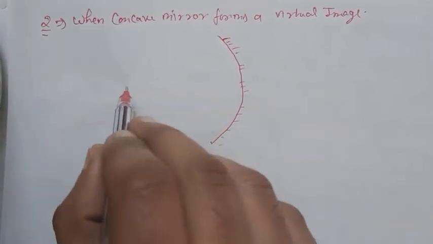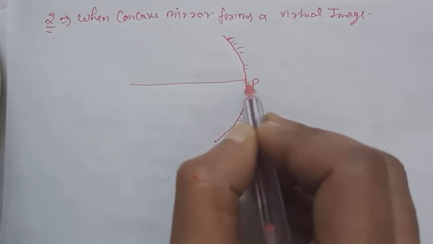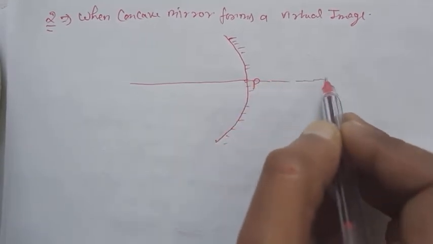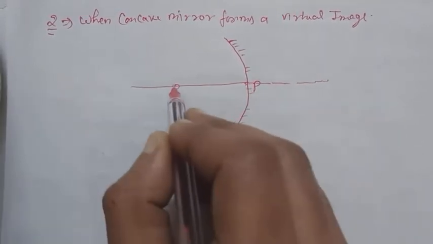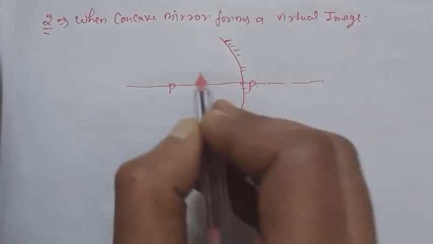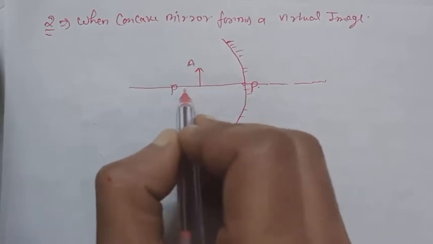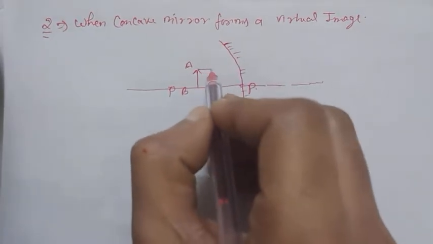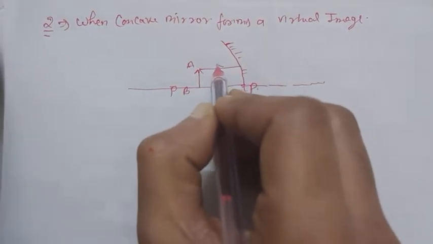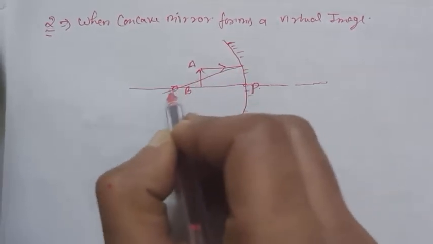Now the object is placed in between focus and pole. This is a pole, this is a focus, and this one is pole. Object position is in between focus and pole. Object height AB. Now first ray is parallel to the principal axis, then it passes through the focus of the mirror.